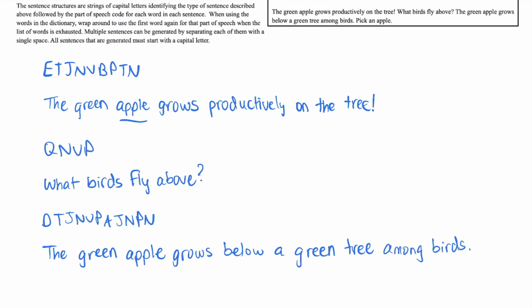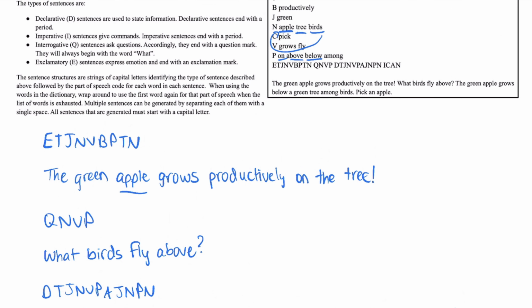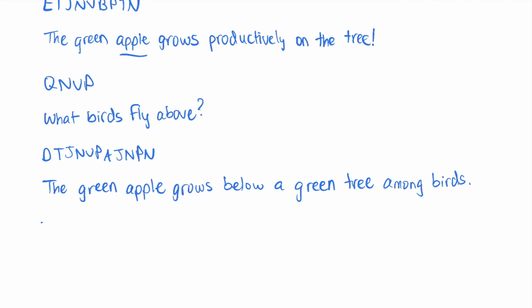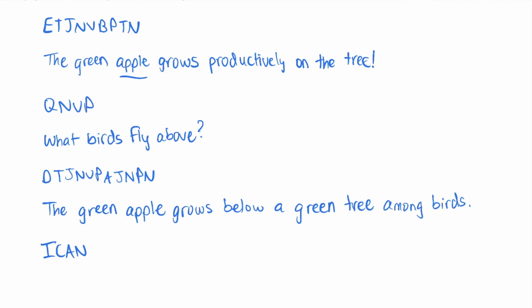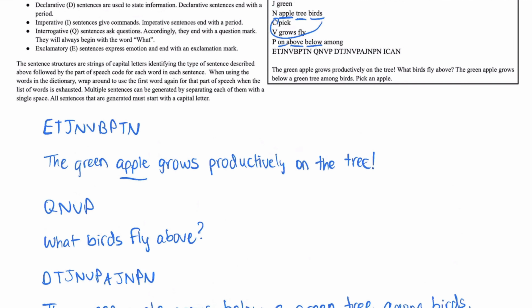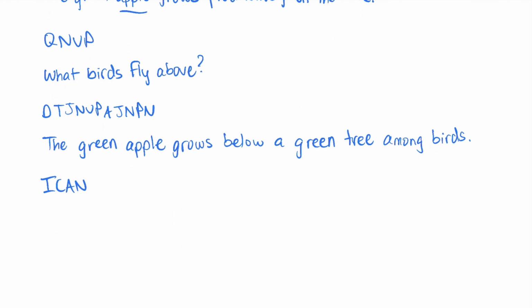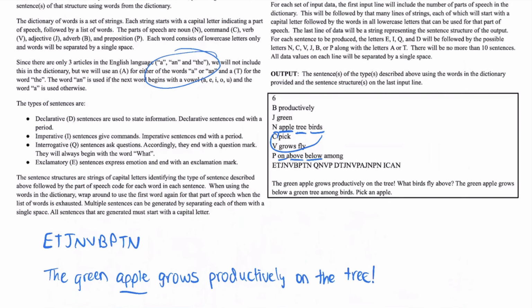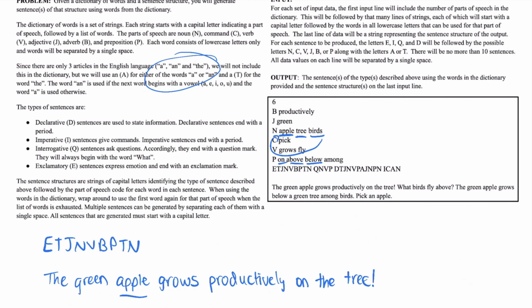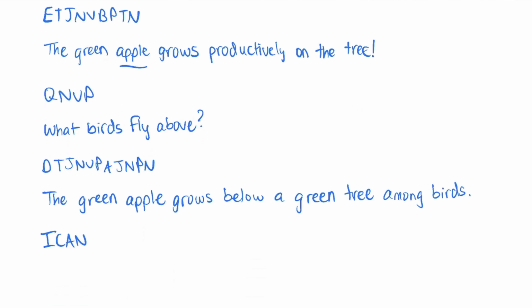And finally, the last phrase is going to be I, C, A, N. So we'll write that down. So I tells us that this is an imperative sentence. So according to the rules, imperative sentences give commands. They have to end with a period, just like declarative sentences. So we'll just keep that in mind. Next, we have a C. Well, C is going to be a command. And our command has only pick in it. So we're going to use pick.